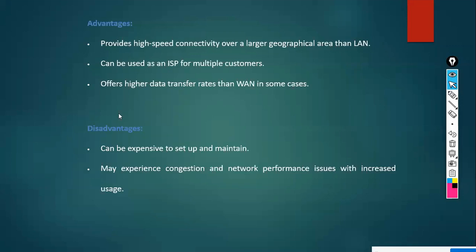May experience congestion and network with increased usage. So this is out of syllabus. What I'm telling is, when you get an internet connection from a supplier, like a DSL, digital subscriber line, that we call in modern day. What happens when you get a connection, how will it be? I'll draw a little diagram here.